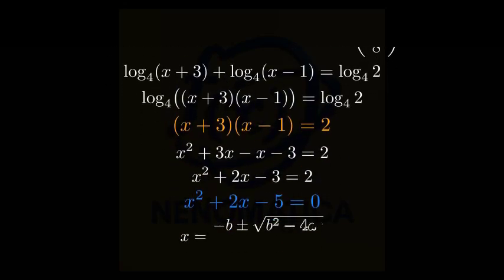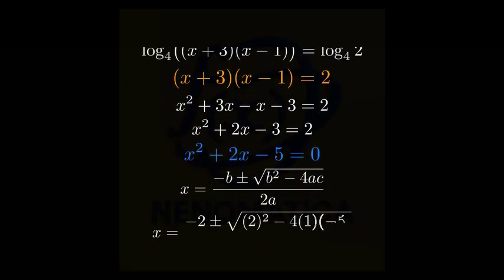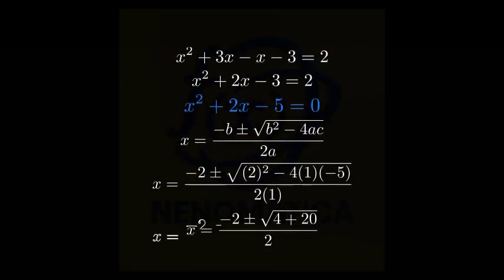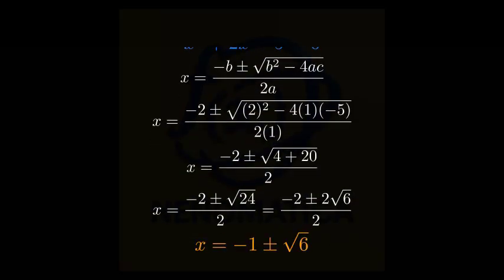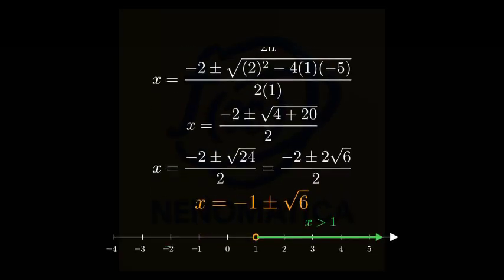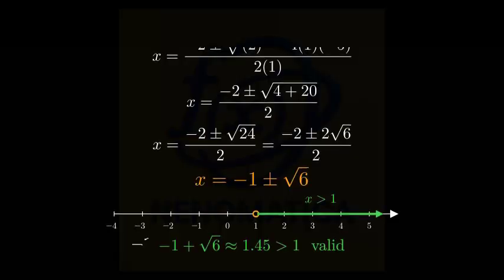Step 8. Solve the quadratic using the quadratic formula. Here a equals 1, b equals 2, and c equals negative 5. That gives x equals negative 1 plus or minus the square root of 6. Step 9. Check the solutions against the domain x greater than 1.